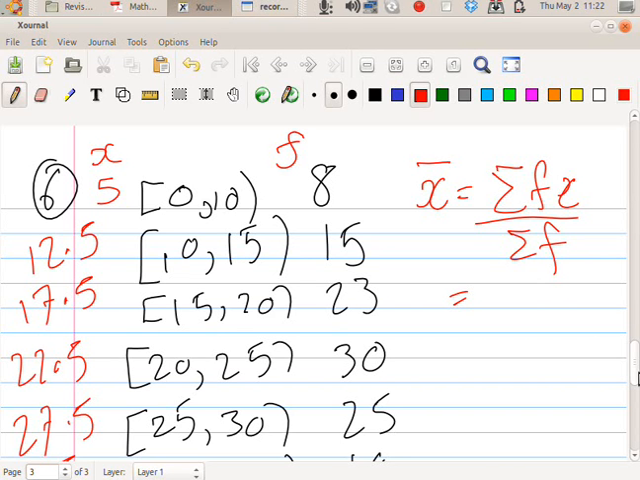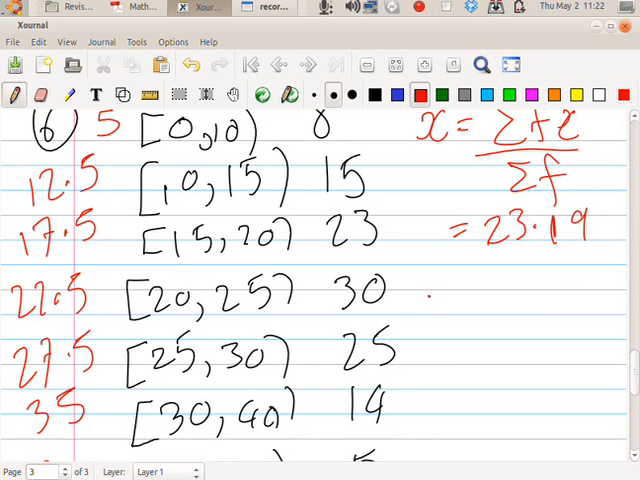Okay. Why don't you just look at the answer? I'm getting it here, man. So the average is 23.19. Now the next one they want is the standard deviation.